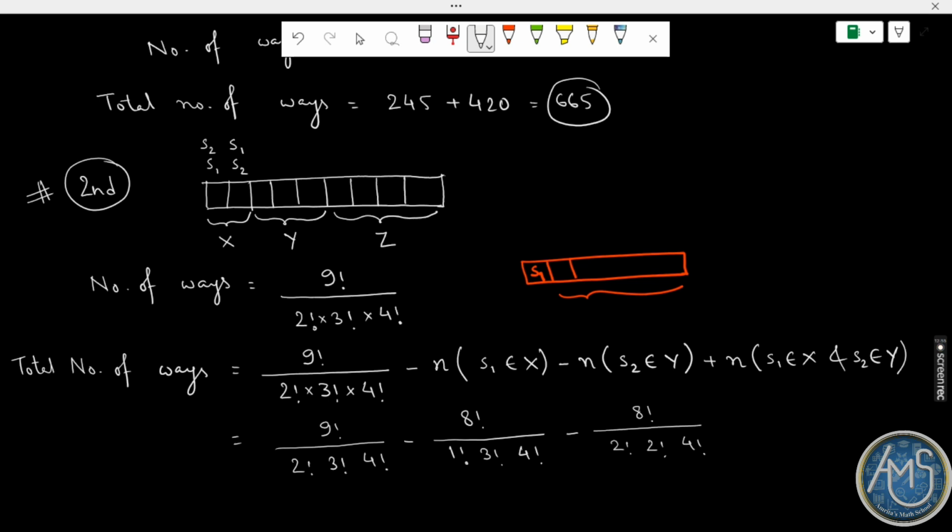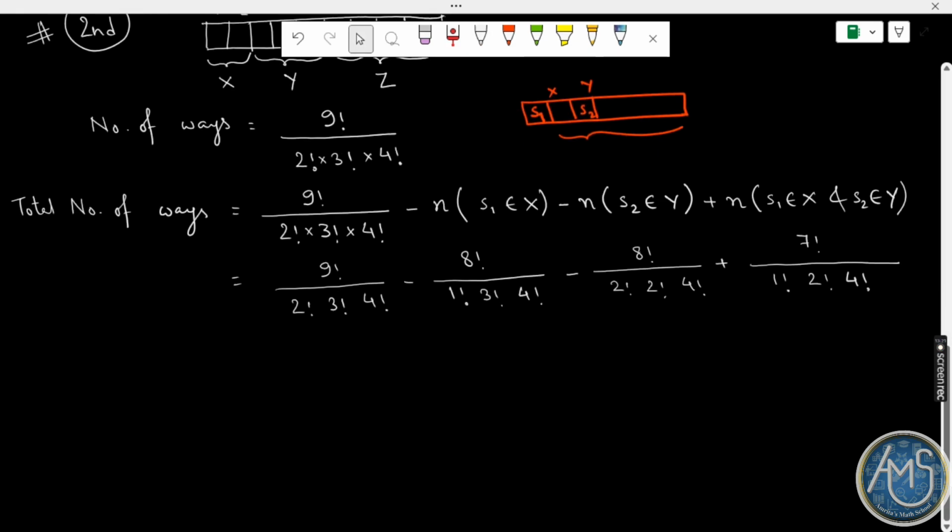Then plus, now 2 cases are fixed. S1 in X is fixed and S2 in Y is fixed. So we have only 7 students, so 7 factorial. S1 in X is fixed, so 1 factorial. S2 in Y is fixed, so 2 factorial. And there is no condition in Z, so 4 factorial. So if we solve them, the 4 factorial will cancel.